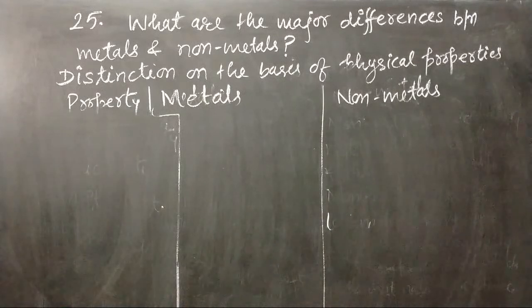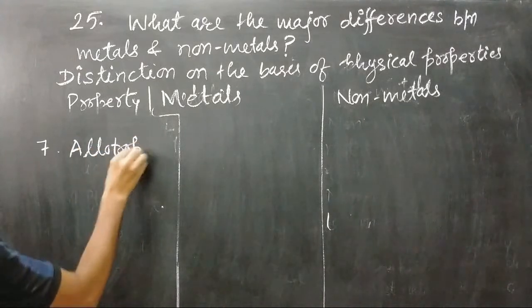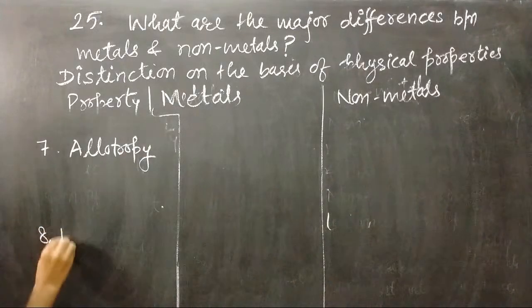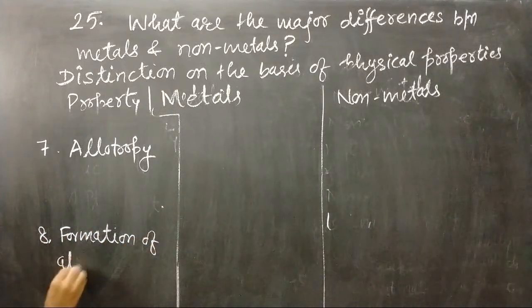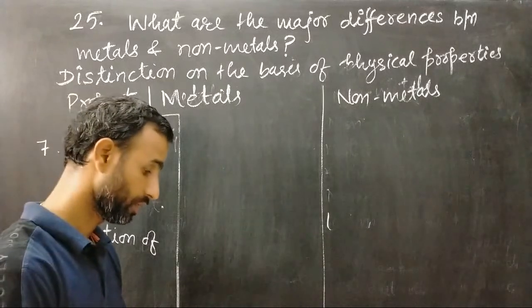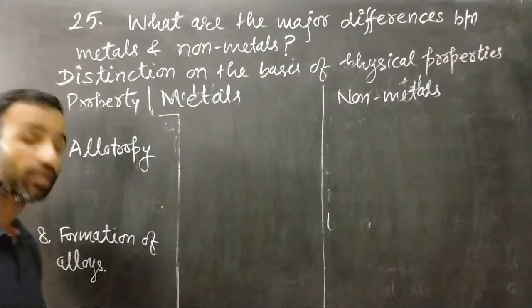Which property is this? Seventh. Allotropy, and last property is formation of alloys. Very good, Dania. Metals are hard except alkali metals.